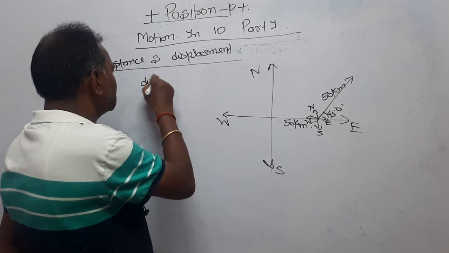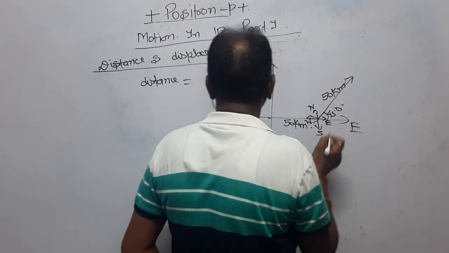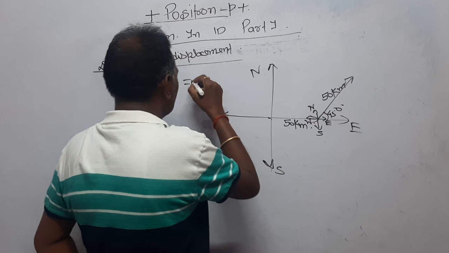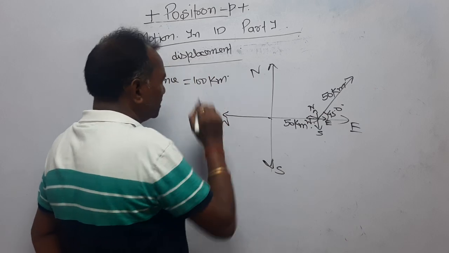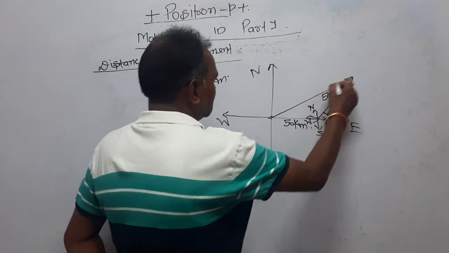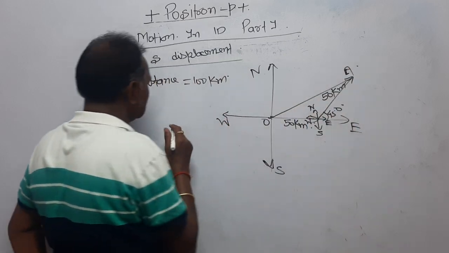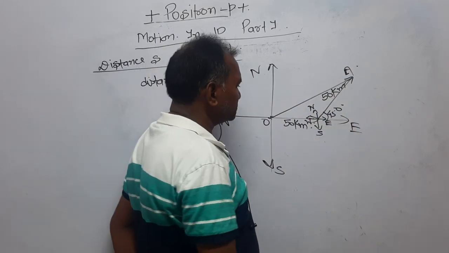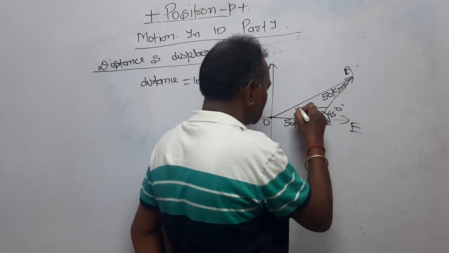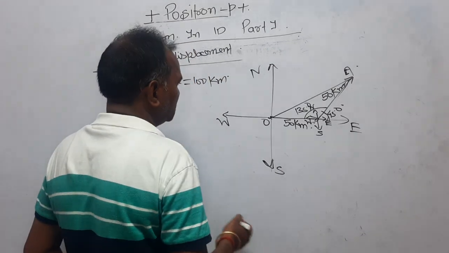Dear student, distance is very simple. This is 50, this is 50, so 50 plus 50, that is 100 kilometers. And the displacement you have to find out, from O to A. How will you find out? This is 50, this is 50, this one is 45, so it is 135 degree. You apply the cosine law. What is the cosine law?